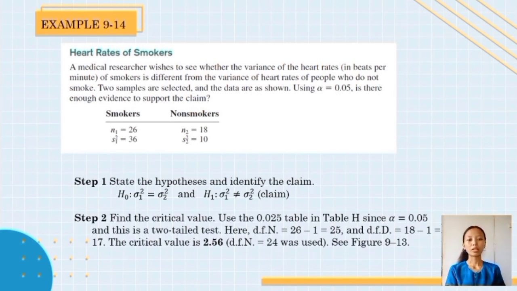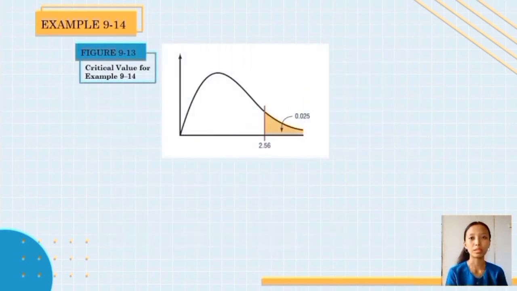Second step, we are going to find the critical value. We are going to use the 0.025 table in table H. Since our significance level is 0.05 and remember that this is a two-tailed test, hence our DFN is equal to 26 minus 1 equals 25 and DFD is equal to 18 minus 1 equals 17. Therefore, the critical value is 2.56. And here is our diagram with our critical value 2.56.